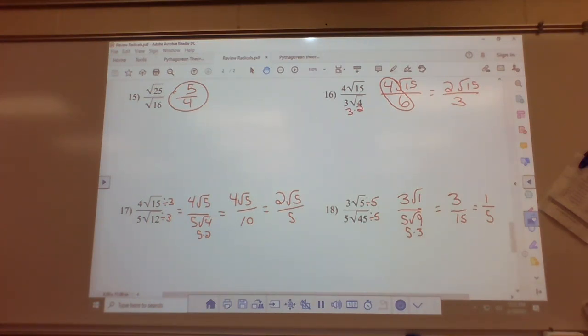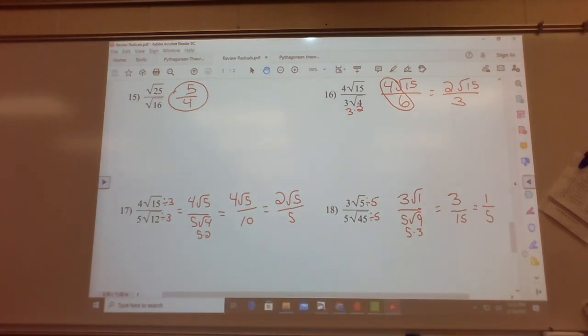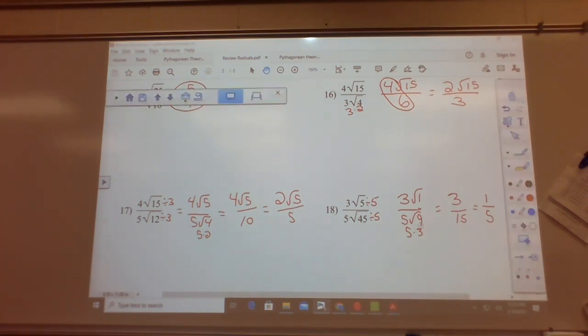Question 8. Why wouldn't it be 1 over 3? Because they both divide by 3. What's 15 divided by 3? 5. Oh. Are we all right? Last 2.